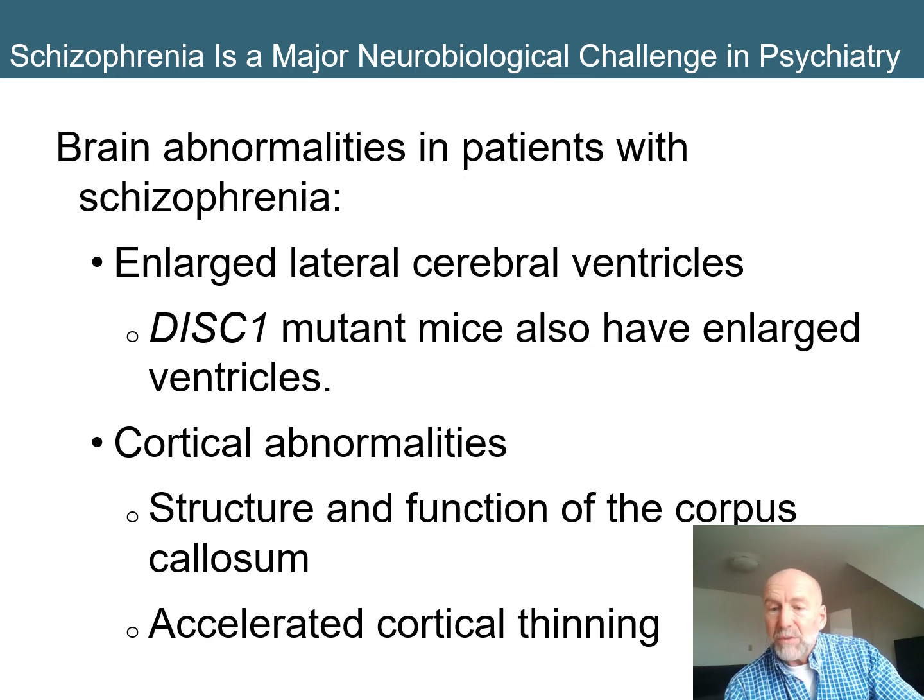So it would be consistent with the symptoms, the behavioral symptoms that we see in people with schizophrenia, a lack of ability to properly integrate a number of cognitive functions. And we do, in fact, see accelerated cortical thinning in people with schizophrenia. And interestingly, these same people with the enlarged ventricles also express this mutated DISC1 gene. So these two conditions seem to be associated with each other.